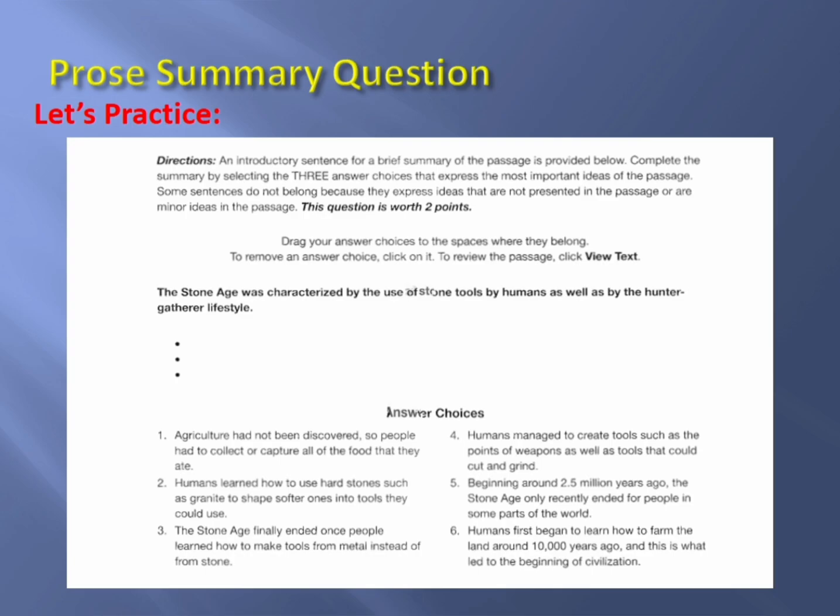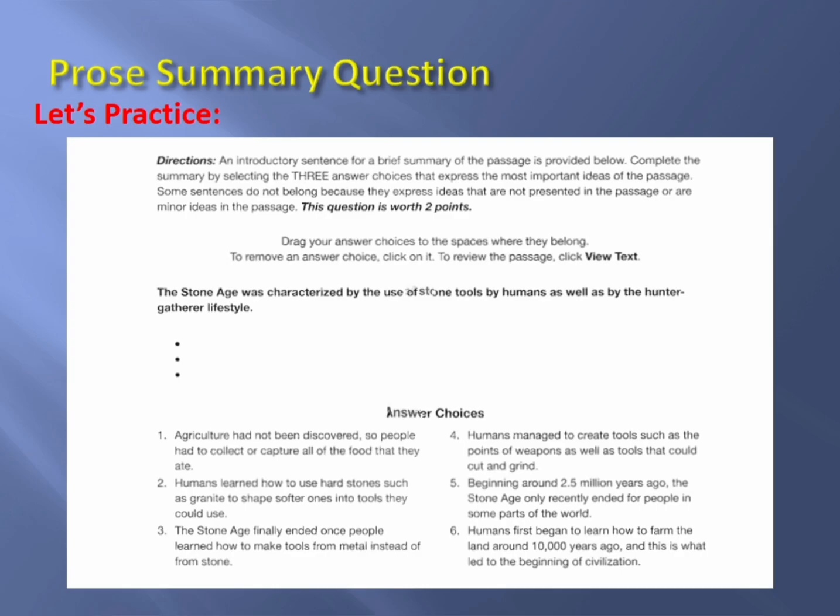The introductory sentence says, "The Stone Age was characterized by the use of stone tools by humans as well as by the hunter-gatherer lifestyle." Answer choices. 1. Agriculture had not been discovered, so people had to collect or capture all of the food that they ate. 2. Humans learned how to use hard stones such as granite to shape softer ones into tools they could use. 3. The Stone Age finally ended once people learned how to make tools from metal instead of from stone.